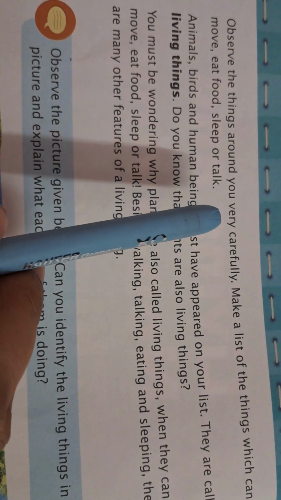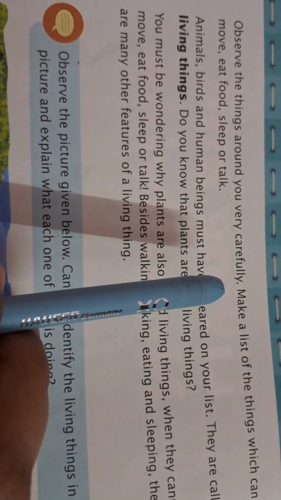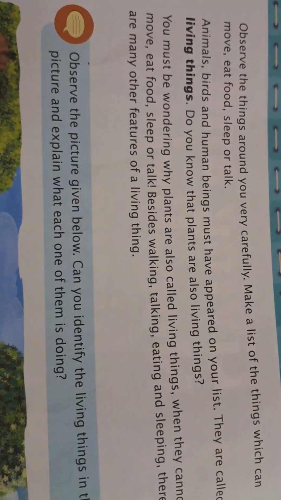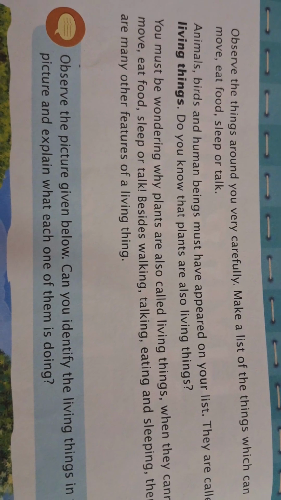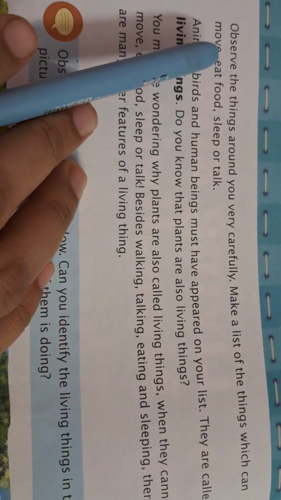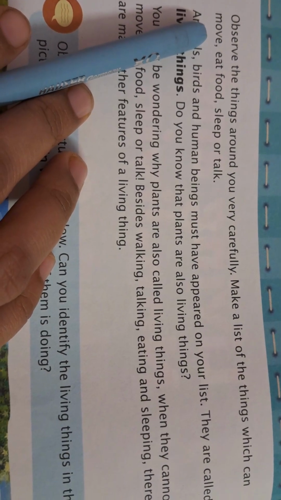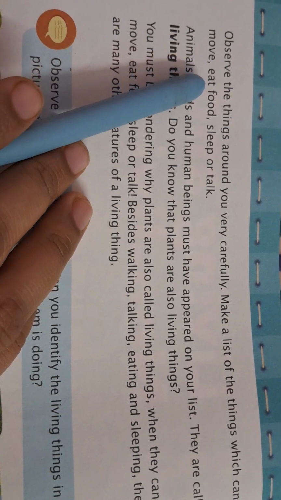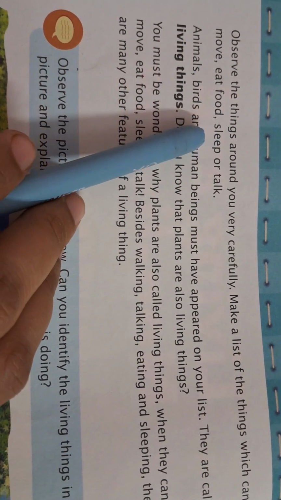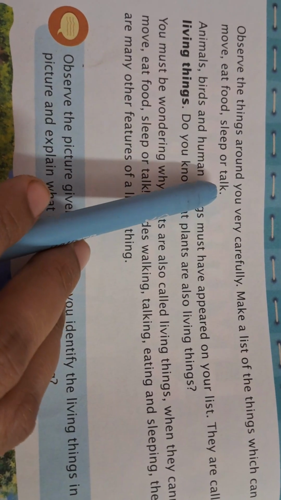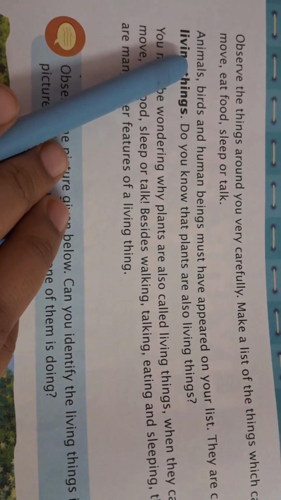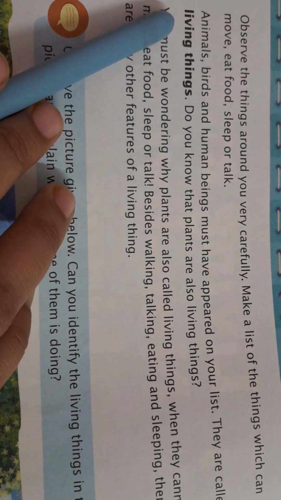Observe the things around you very carefully. Make a list of things which can move, eat food, sleep or talk. So you have to observe whether something will move, or eat food or not, or sleep or not, or talk or not. By that observation we will get what is happening.